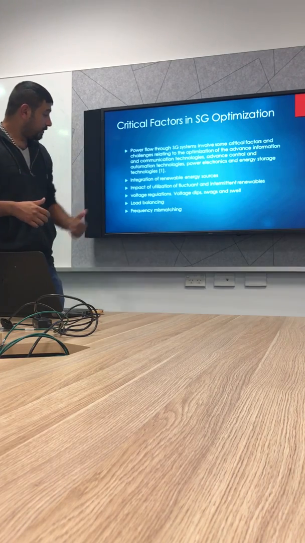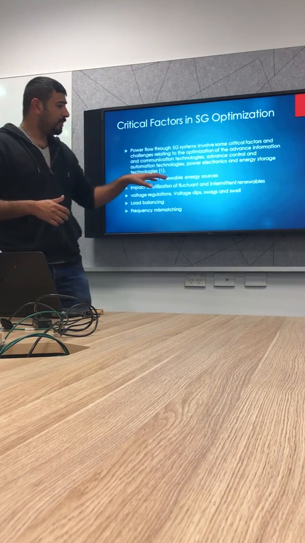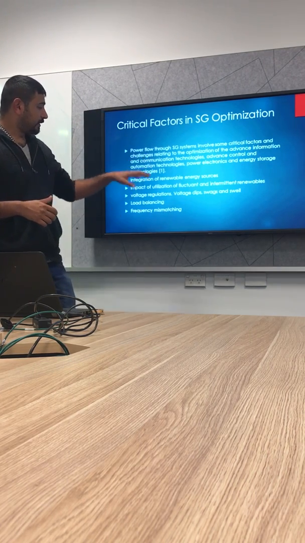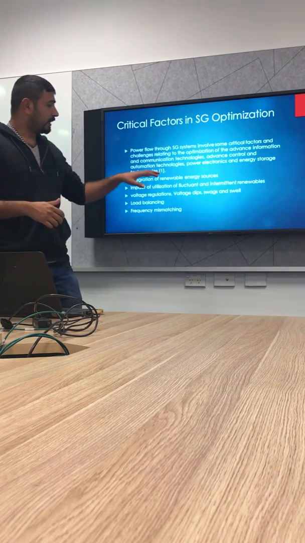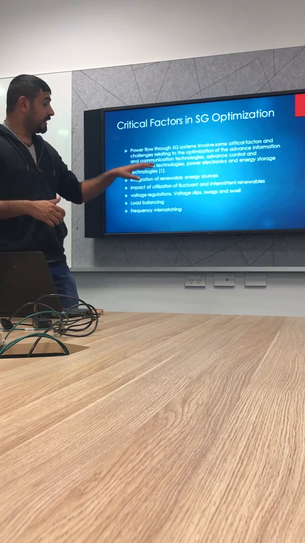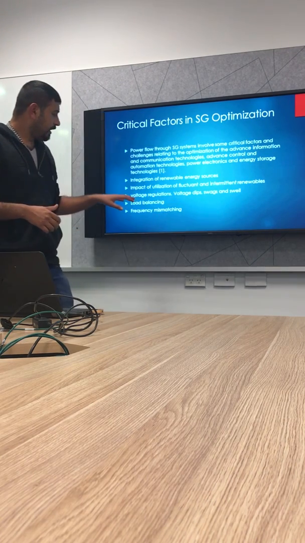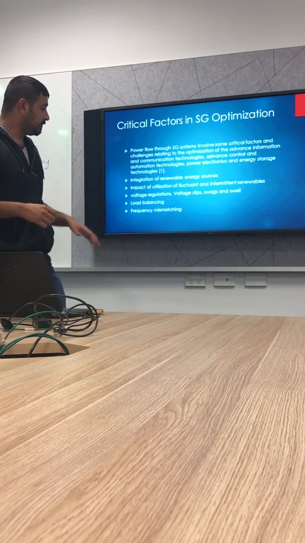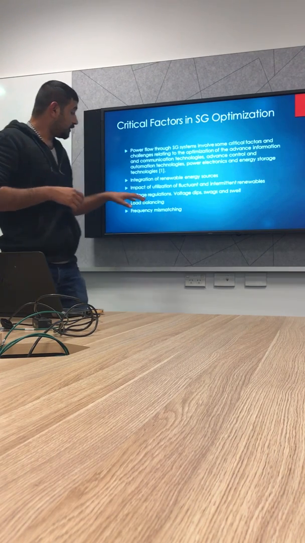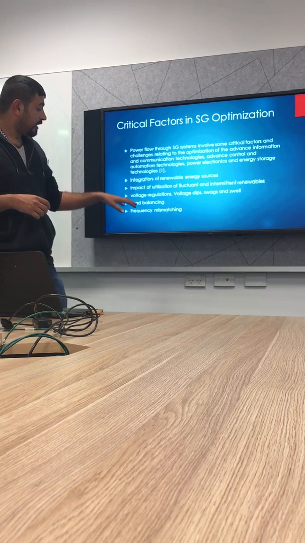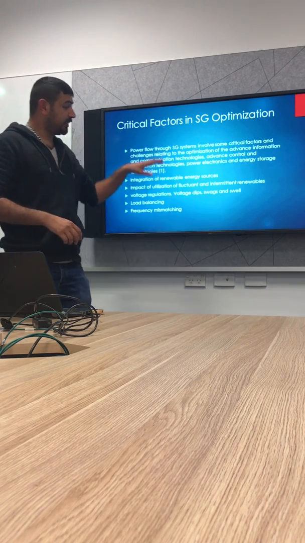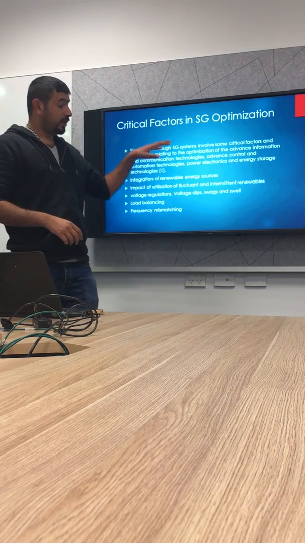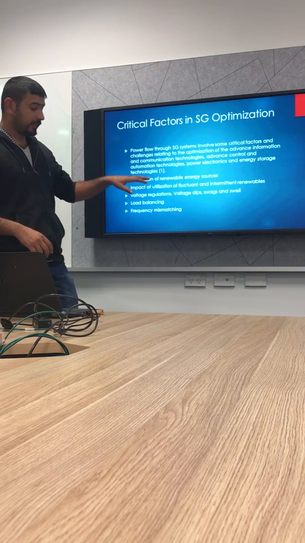One other thing is the integration of renewable energy sources. These sources impact the system, as they can cause fluctuation in the system. Voltage regulation issues like voltage dips, voltage sags and swells can occur. They can also cause load balancing problems and frequency mismatching. So these are the issues that can be created by the integration of renewable energy sources in smart grids.